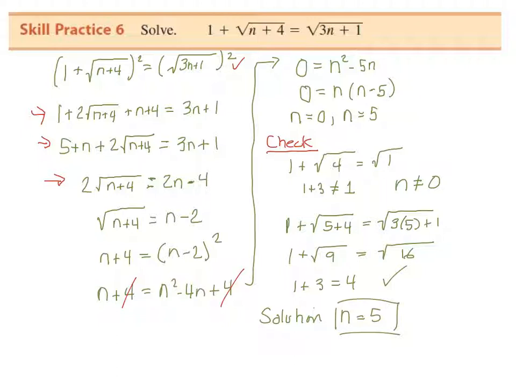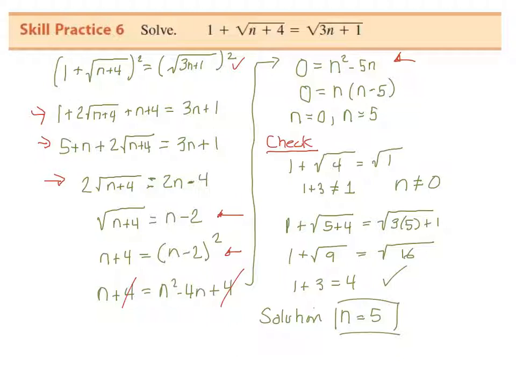Now we can divide both sides by 2, which is an easy thing to do, and we end up with the square root of n plus 4 is equal to n minus 2. And now we square both sides again, and we expand, and we get n plus 4 is equal to n squared minus 4n plus 4. The 4s cancel. We can bring the n over and go to the 0 principle, and we get 0 is equal to n squared minus 5n.